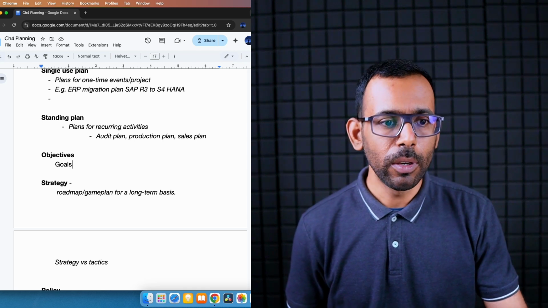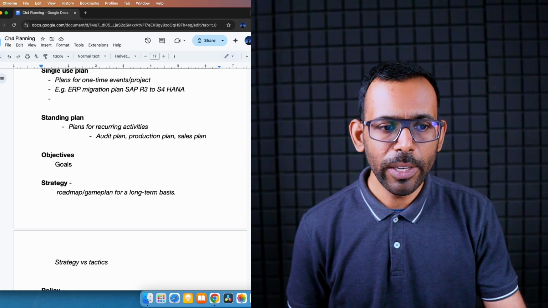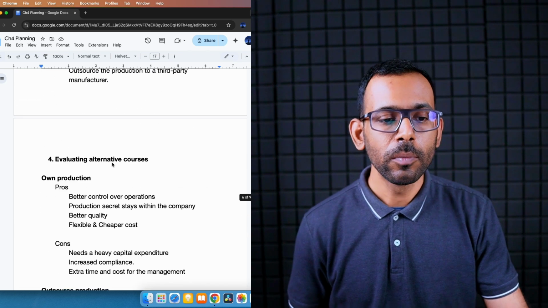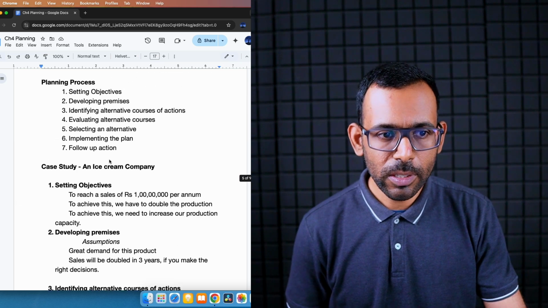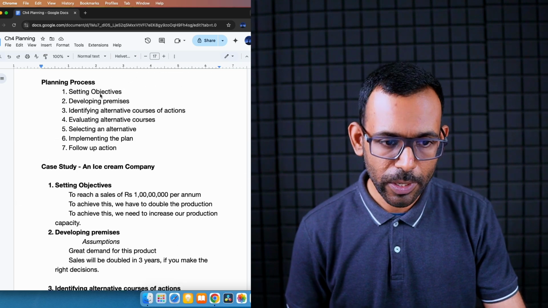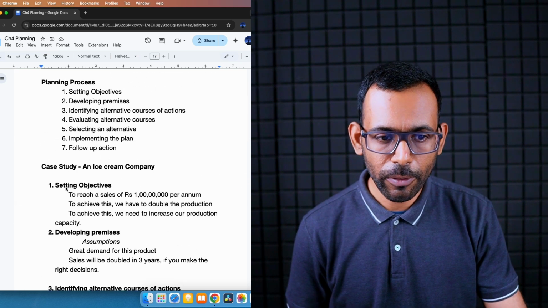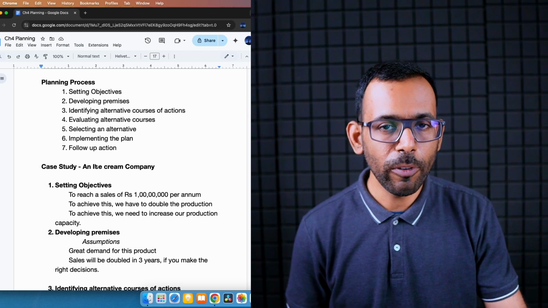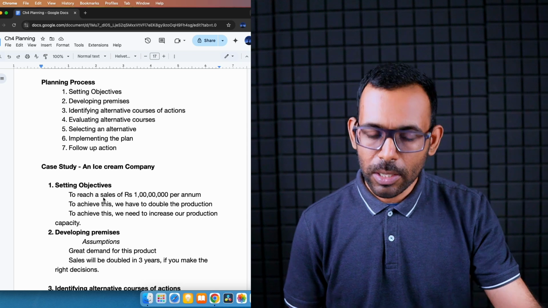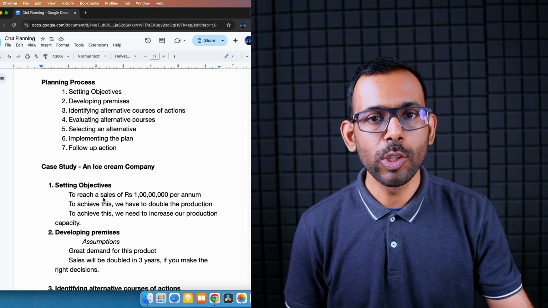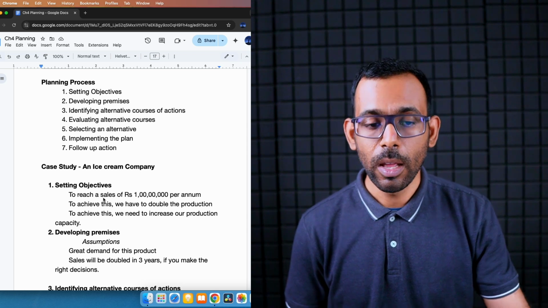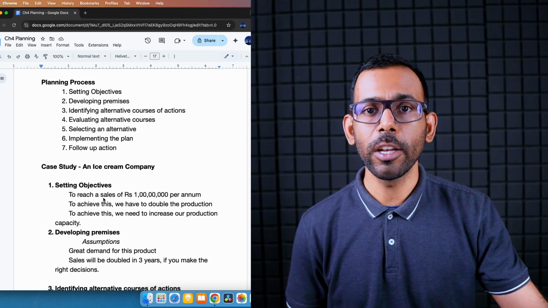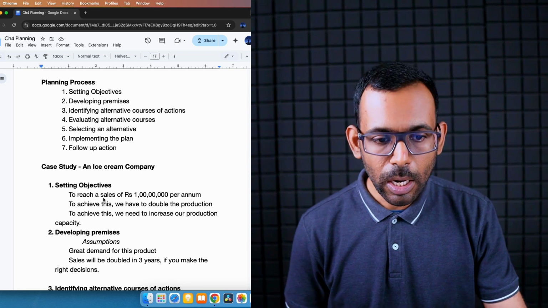To give you an example, in our previous lecture, we discussed the planning process in detail with the help of a case study. In that, the very first step of the planning process is setting objectives. So I gave you an example of an ice cream company, and I had outlined 3 objectives that could be for an ice cream company. As an ice cream company, our current sales could be 40 to 50 lakhs per annum, and we will have a target, a goal, of doubling that sales and raising it to 1 crore per annum. So that was an objective.